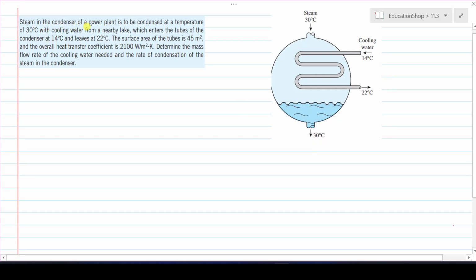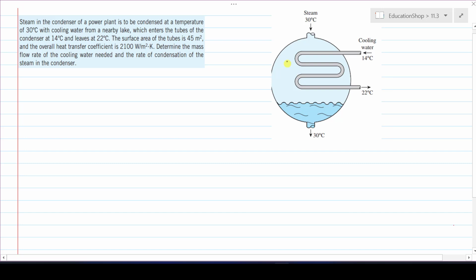Steam in the condenser of a power plant is to be condensed at a temperature of 30 centigrade with cooling water from a nearby lake, which enters the tubes of the condenser at 14 centigrade and leaves at 22 centigrade. The surface area of the tube is 45 meter square and the overall heat transfer coefficient is 2100 watt per meter square dot Kelvin. Determine the mass flow rate of the cooling water needed and the rate of condensation of the steam in the condenser.